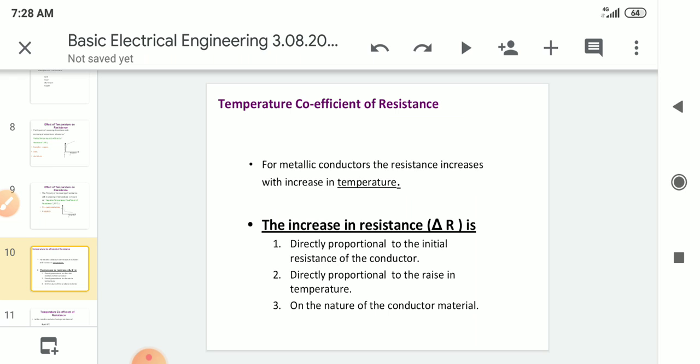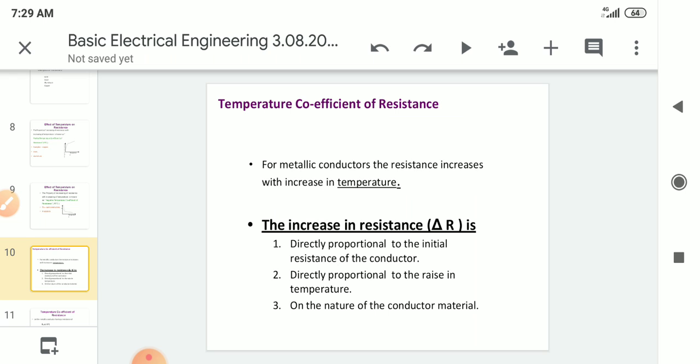For metal conductors, the resistance increases with increase in temperature. For semiconductors and insulators, the resistance decreases with increase in temperature. These are the two points we have observed up to now. So let's consider the case of metals, because our conducting materials belong to the metallic type. If the temperature increases, the resistance will increase. That is the point we discussed.